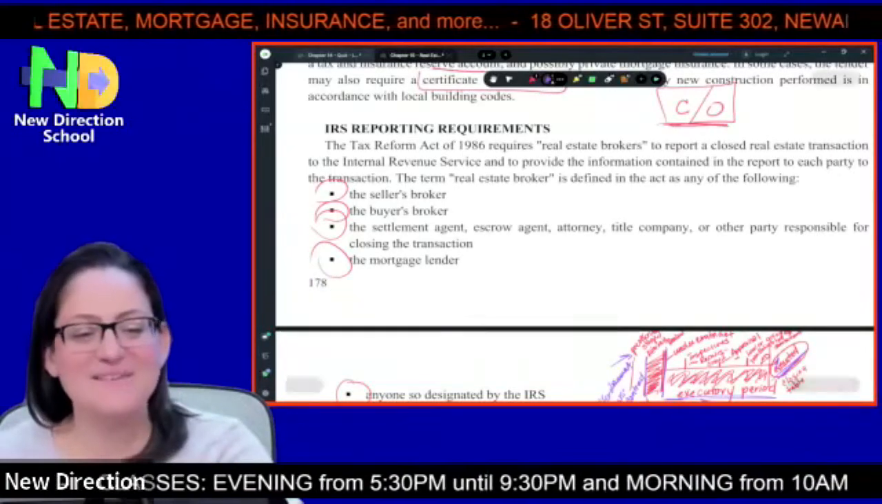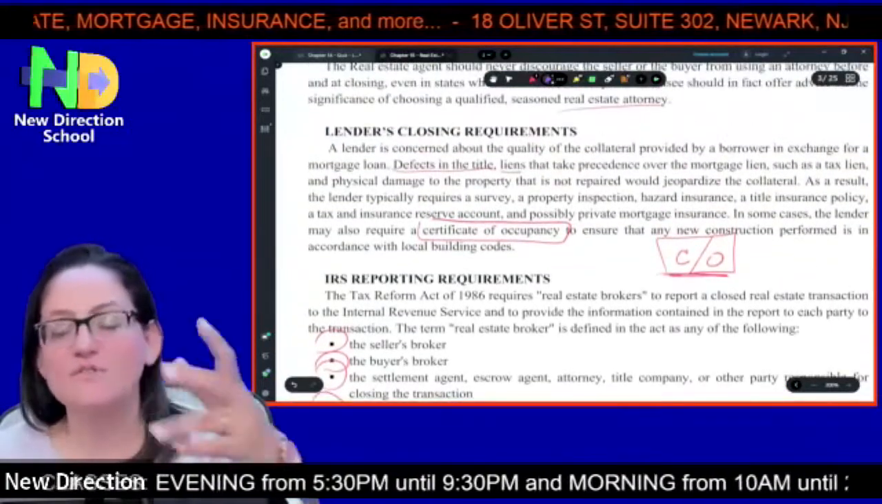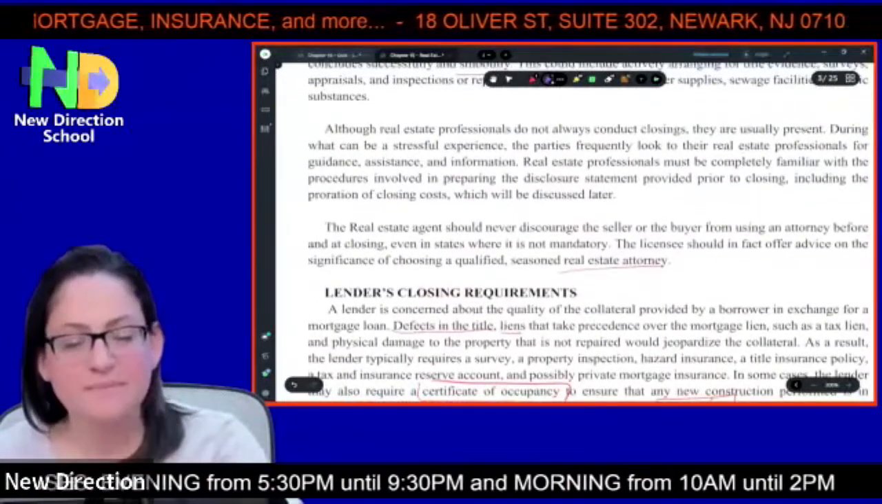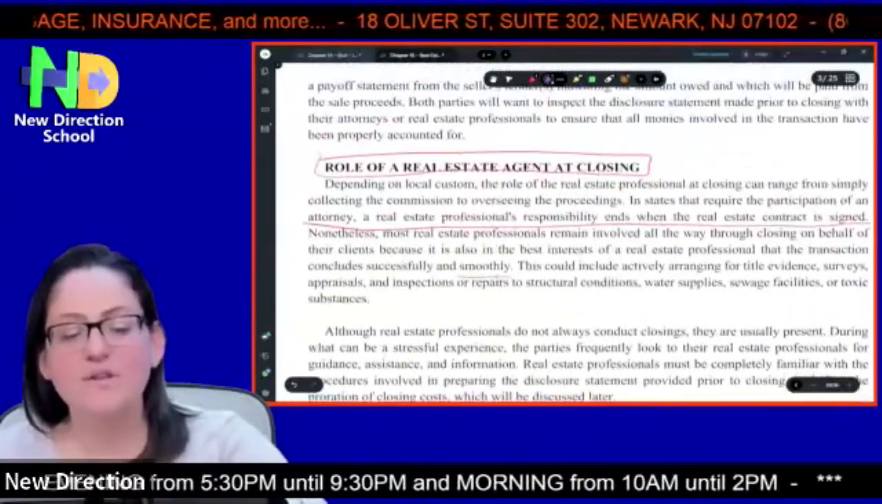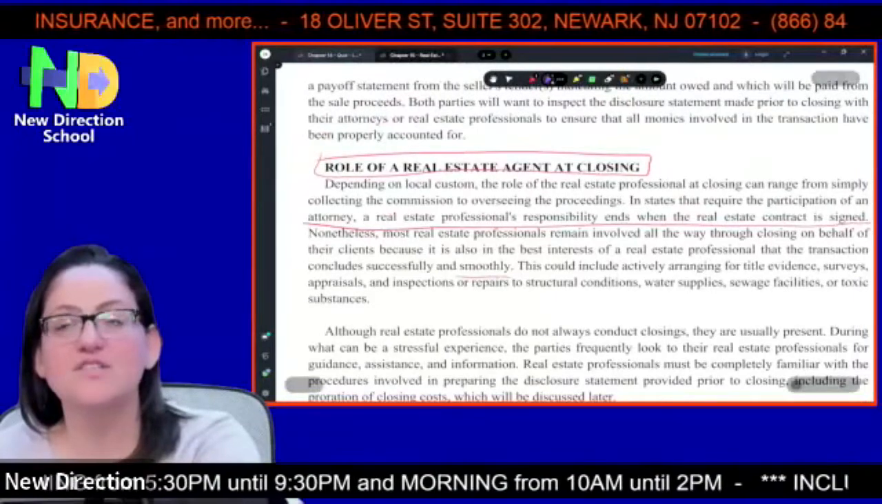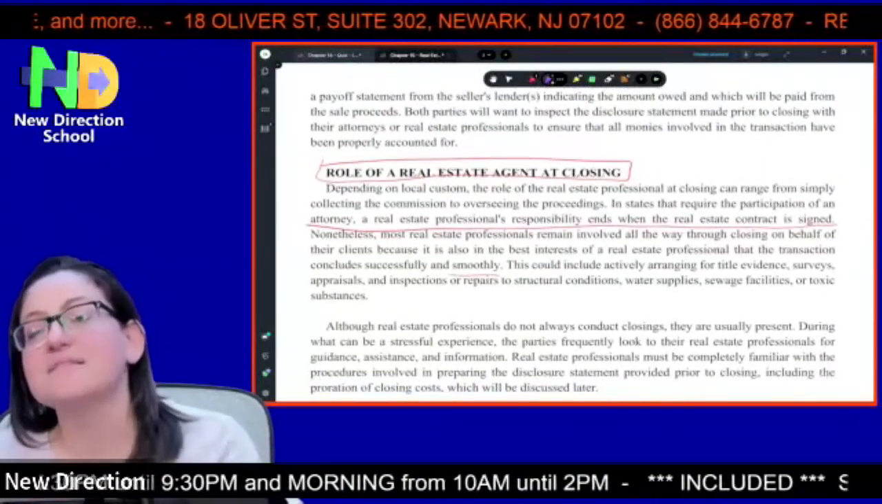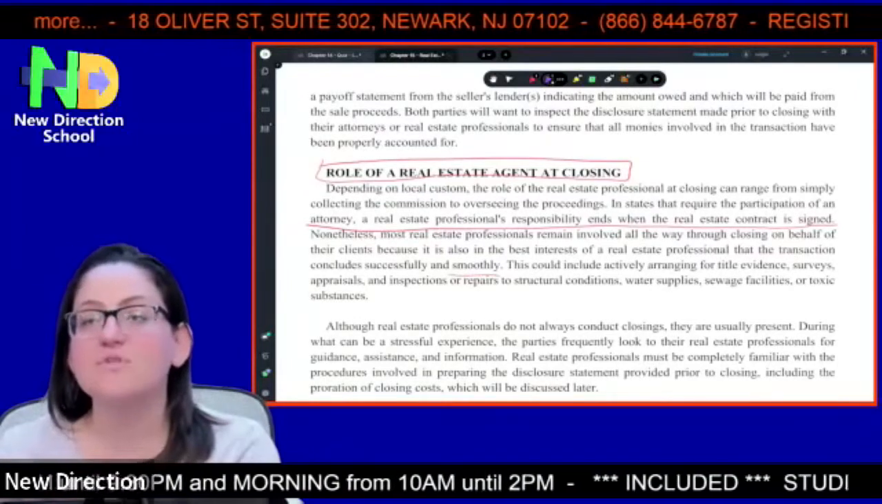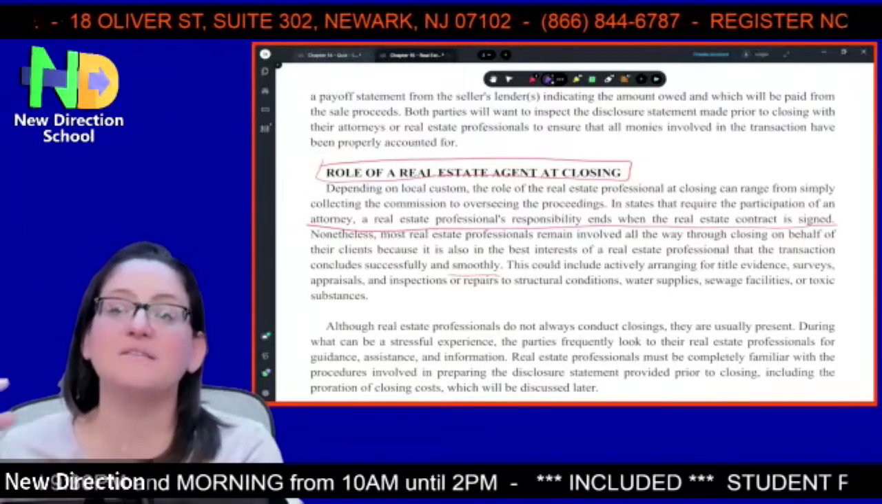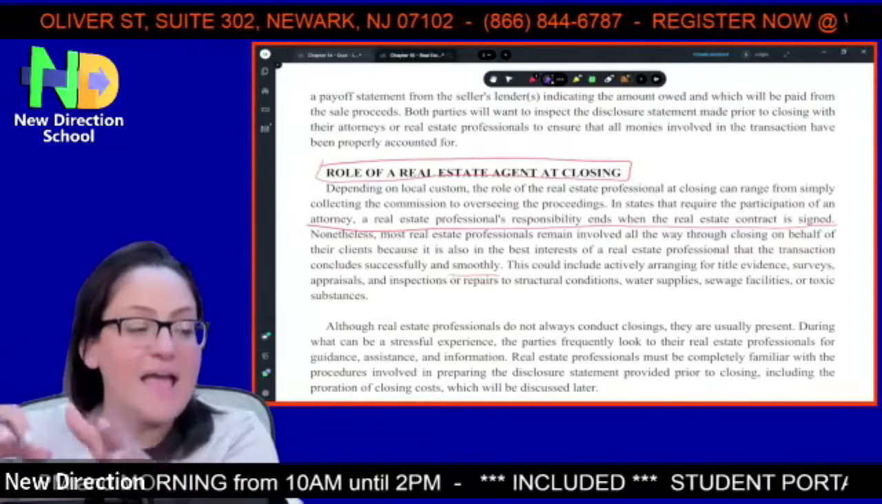So let me continue here. It says lender's closing requirements. We went over that. So this is all about the closing, right? The role of the real estate agent at closing. So we have to always help our clients, even if we already handed them to the attorney. They depend on us. They want that hand holding.